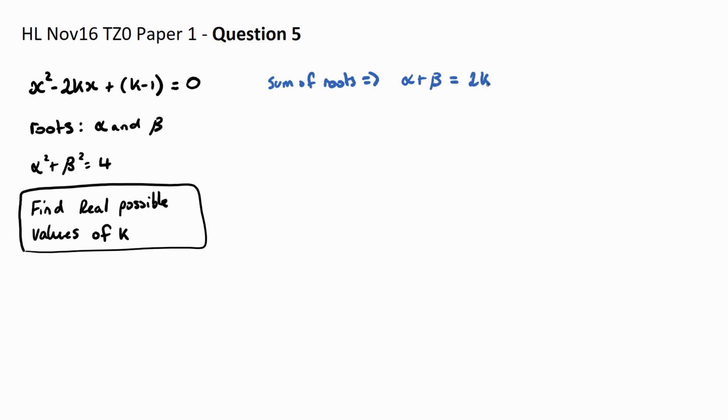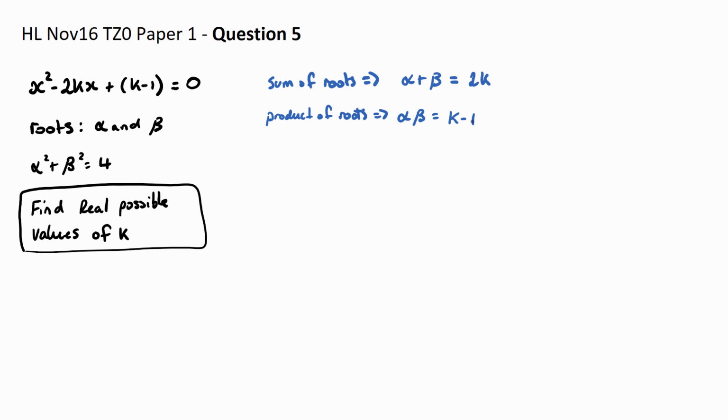We also know that the product of our roots is going to equal c on a. And c is k minus 1, and a is, of course, just 1. So alpha times beta will equal k minus 1.